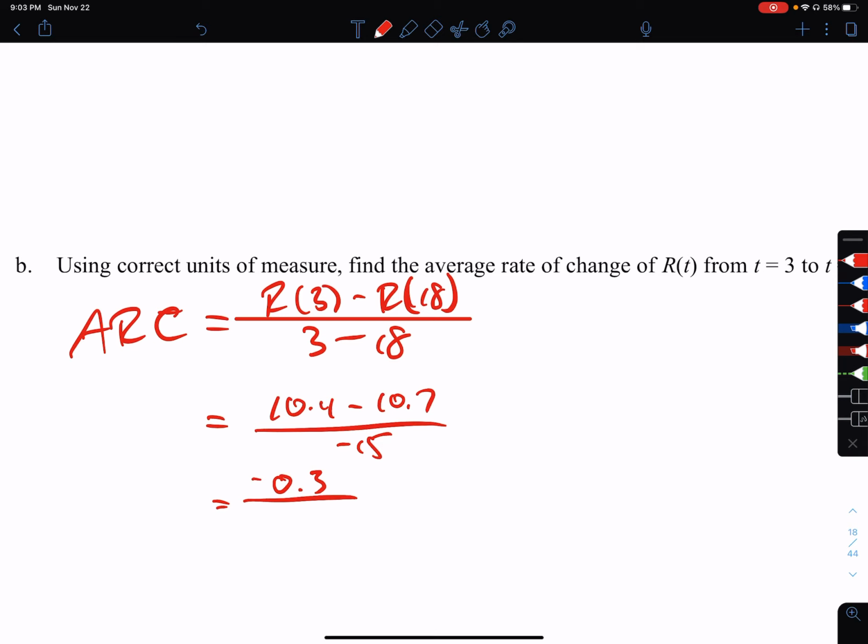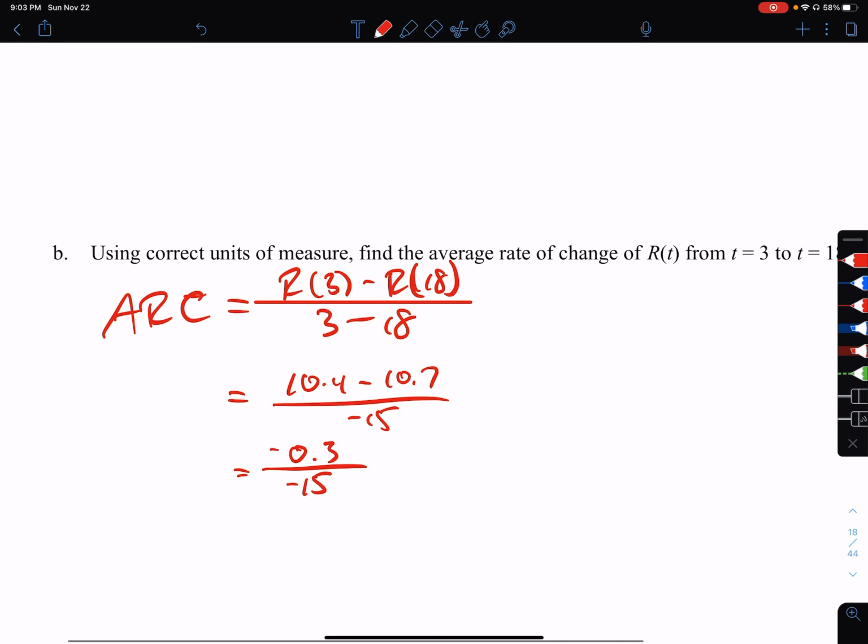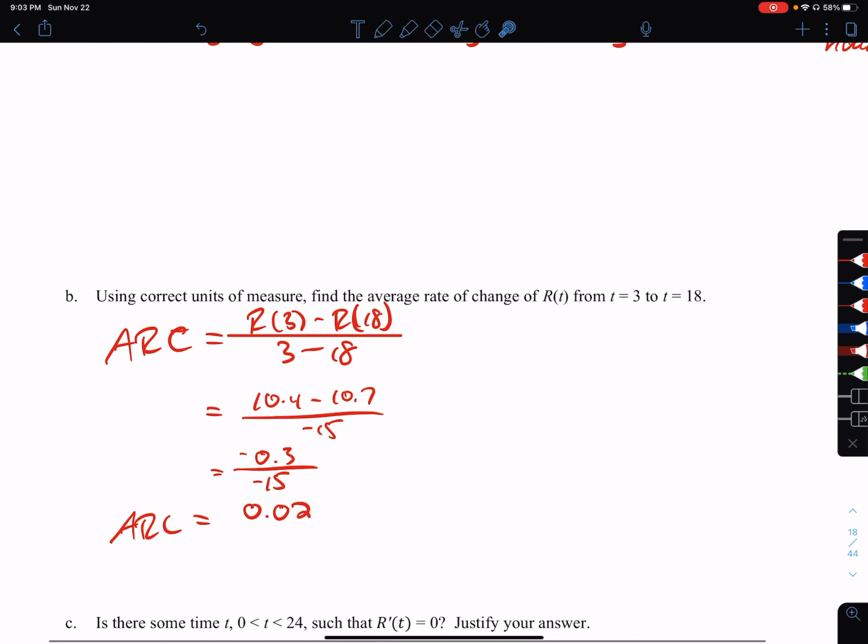The faster I want to write, the worse it is, and then the longer it takes. So the average rate of change is 0.02. Using correct units, the top units, it says, is gallons per hour, and the bottom would be in hours. So this would be gallons per hour per hour, or you could say gallons per hour squared.